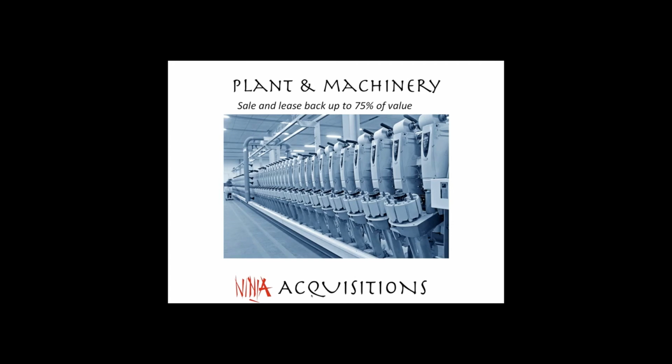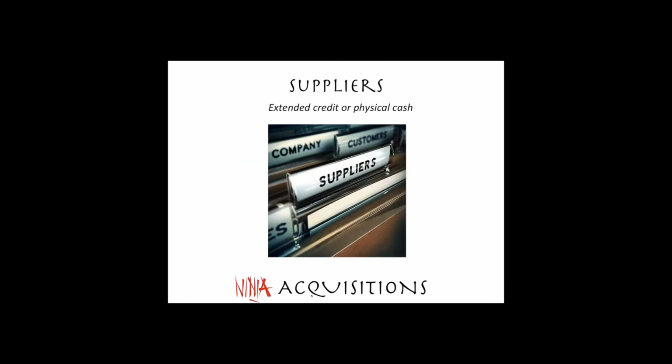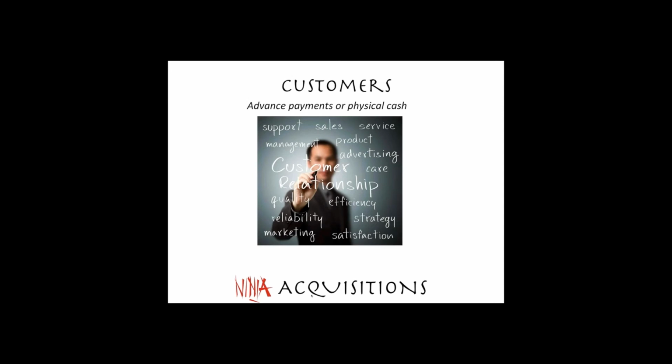You can also raise money against plant and machinery, again up to 75% of it depending on the age. In my case I didn't need it. And you can also get cash from suppliers, either from extending credit terms, or some will actually give you cash to help you grow, as more sales for you means more business for them. Matt was paying suppliers on 30 days when he took ownership, and extending to 60 generated $150,000 in free cash.